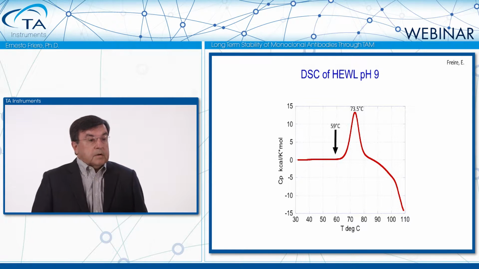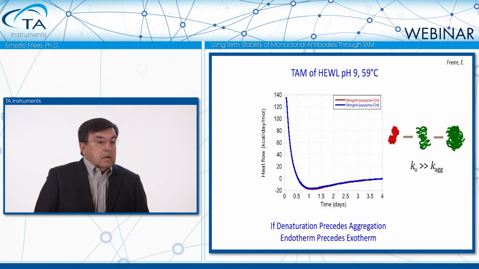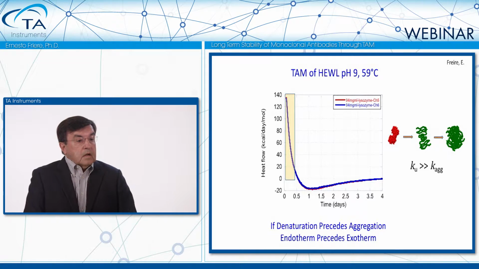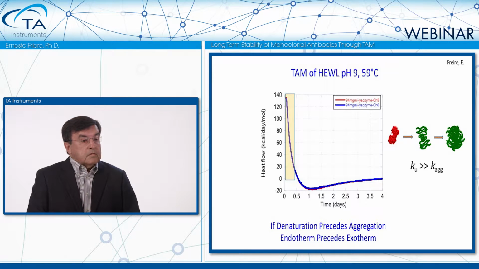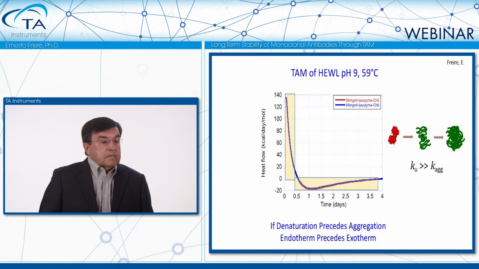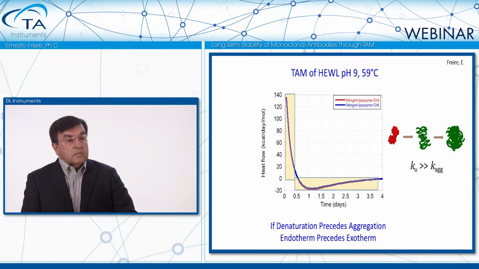So we start experiments at 59 degrees with the TAM, and this is what we observe. So this is the heat flow associated with lysozyme, pH 9, 59 degrees, as a function of days. And you can see that at the beginning there is an endothermic heat flow, and after a while it comes down to 0, and then that endothermic heat flow is followed by an exothermic one. That's a signature of denaturation preceding aggregation. That is, the endothermic peak associated with denaturation occurs before the exothermic peak associated with aggregation.